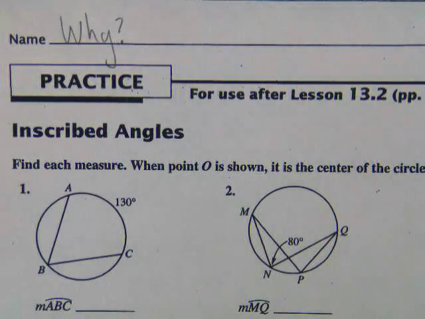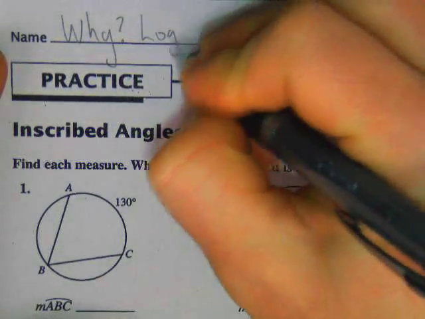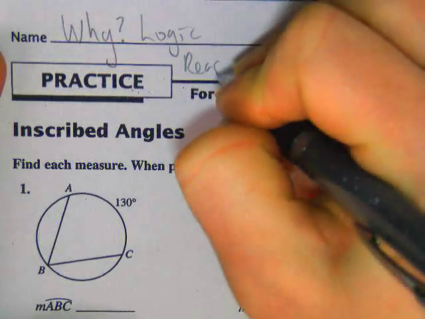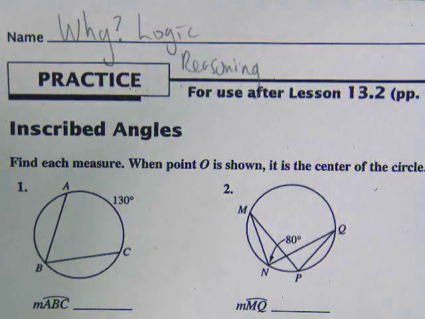Welcome to Inscribed Angles 13.2. And the why here is to continue with the logic and reasoning. We talked about we have circles. It's pretty fundamental for Euclidean geometry.